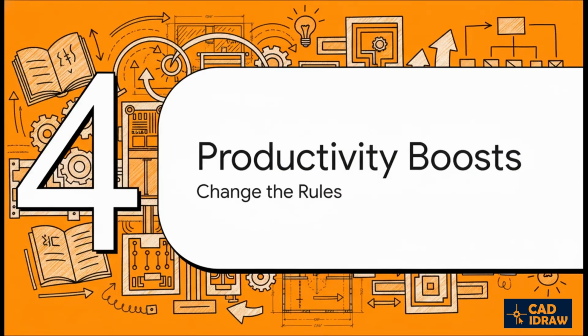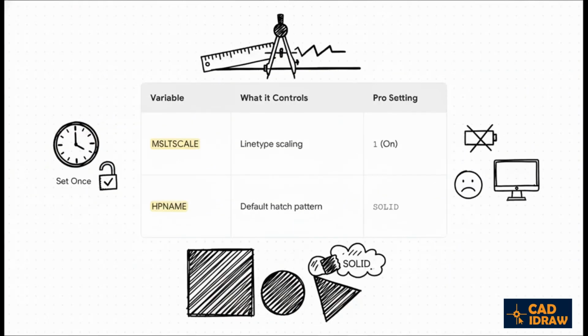Okay, now we're going to peek behind the curtain a little bit. We're talking about system variables. Think of these as like the source code of AutoCAD. If you know which ones to change, you can alter how the whole program works to fit exactly how you want to work. So let's look at 2 really powerful ones. First, MSLTSCALE. Just set this to 1 and it'll automatically handle all your linetype scaling for you. Set it once and you're done, forever.